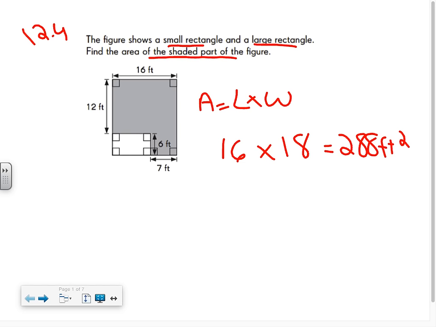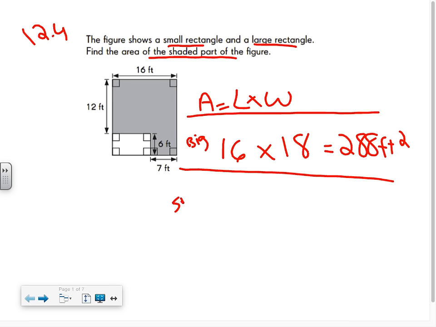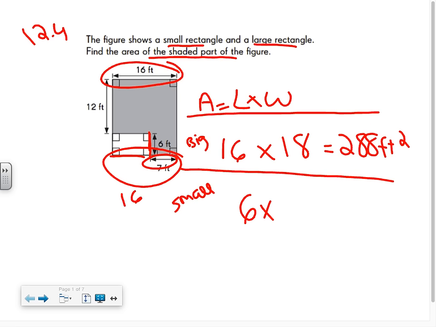So I have a small rectangle, so I'm going to do the length times the width of this. This is the big rectangle, this number, and now I'm going to do the small one, okay? I know the width is 6, and I have to figure out the length. Well, if this piece is 7, and this whole side is 16, I know 16 minus the 7 is 9, so this has to be 9. So I'm going to do 6 times 9. 6 times 9 is 54. So I know the area of this little rectangle is 54 feet squared.